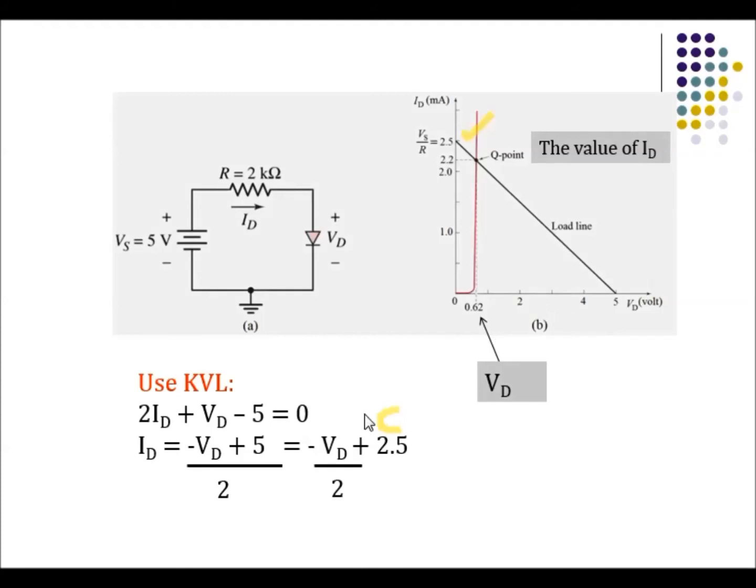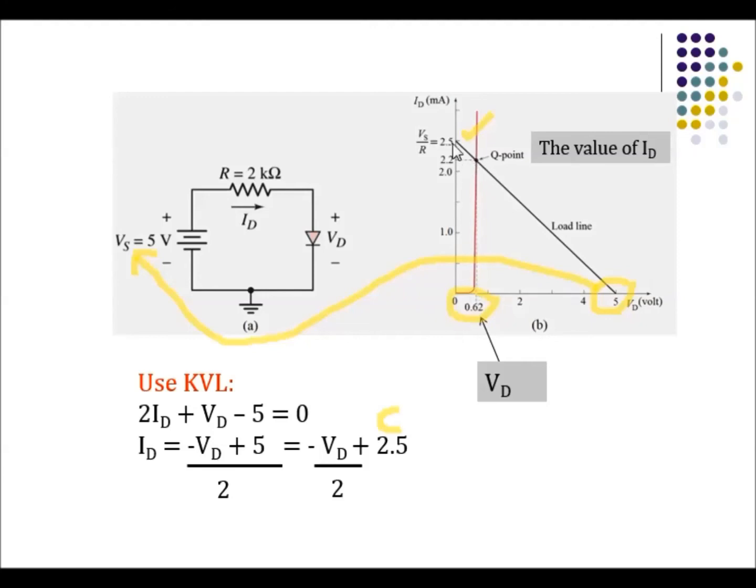The negative sign indicates a negative slope. To find the x-intercept, you need to set ID equal to 0, and therefore you get VD equal to 5 volt. If you notice, this 5 volt is actually your VS. That's the x-intercept. The next thing you do to complete the structure of the load line is to plot this line here. This is where the VD value that you have calculated turns on, and this is the Q point, the operating point.